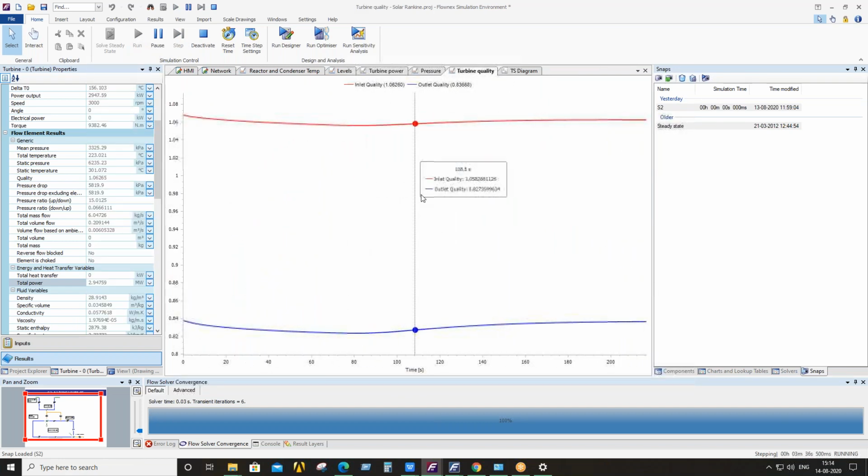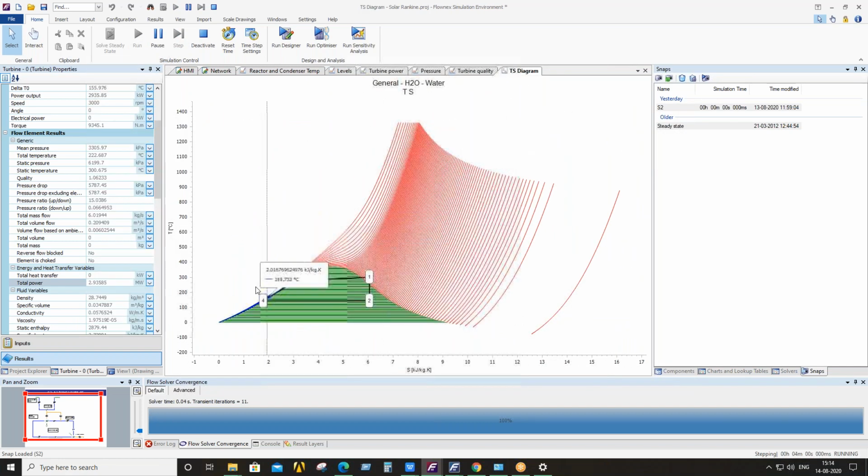So it is the turbine quality, and it is the TS diagram for the Rankine cycle. Since there is no superheater, there is no peak in temperature. So we can only see two constant temperature and pressure lines here, and it is the expansion in the turbine, it is the exit of the condenser, it is the entry of the boiler, and it completes our solar Rankine cycle.